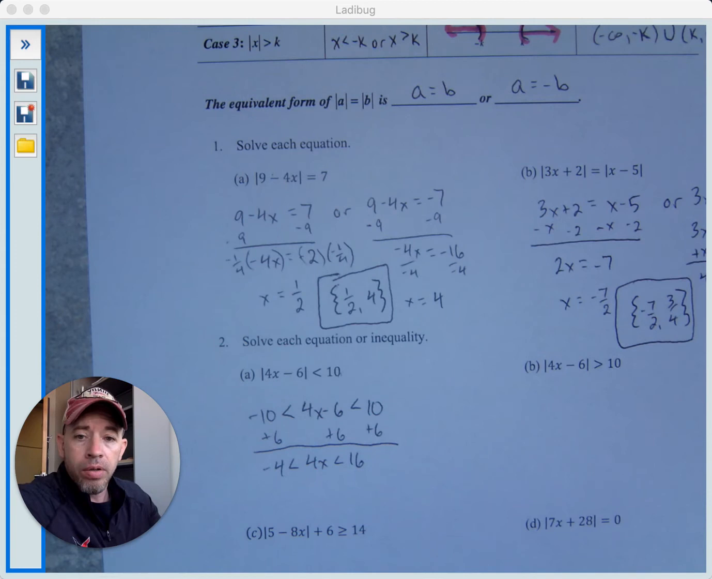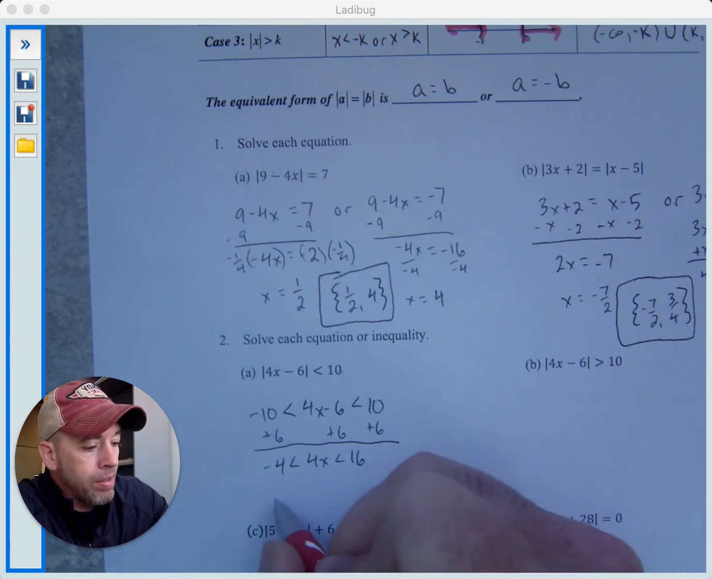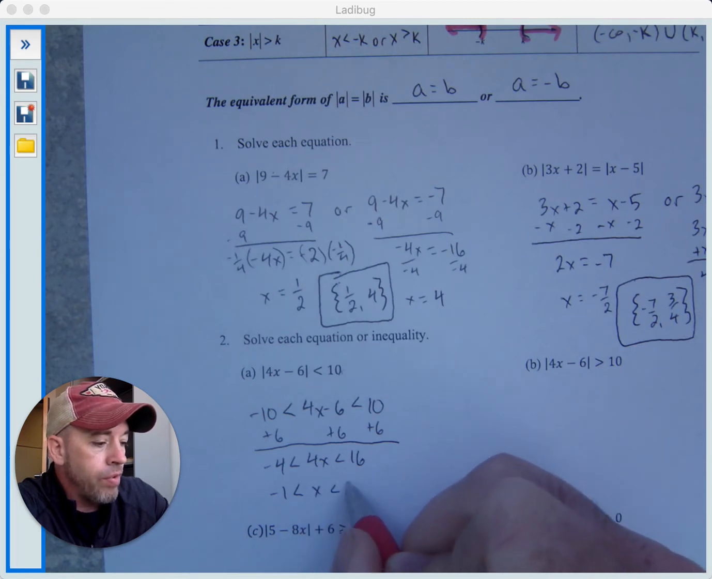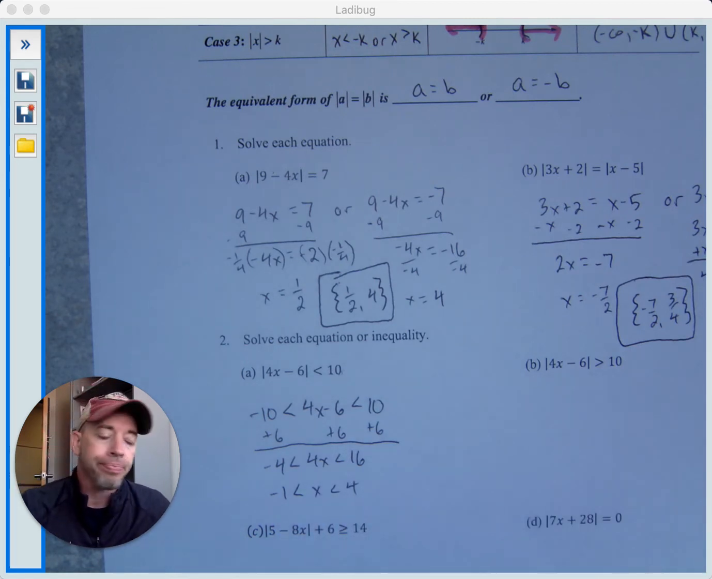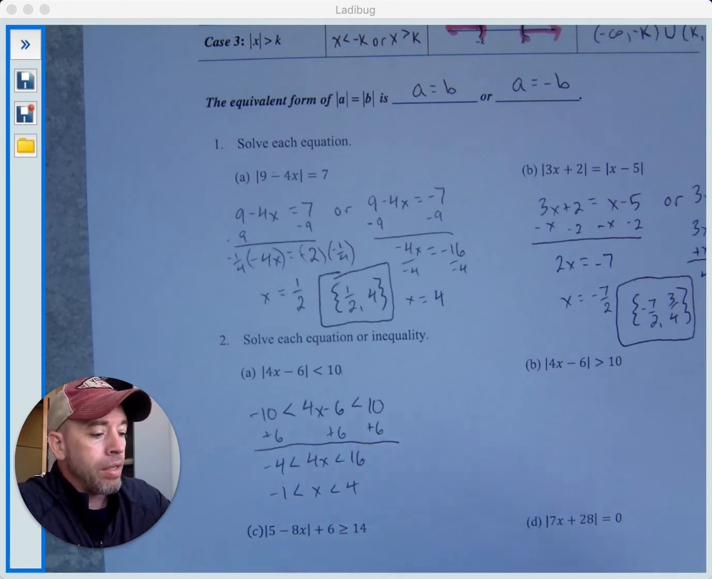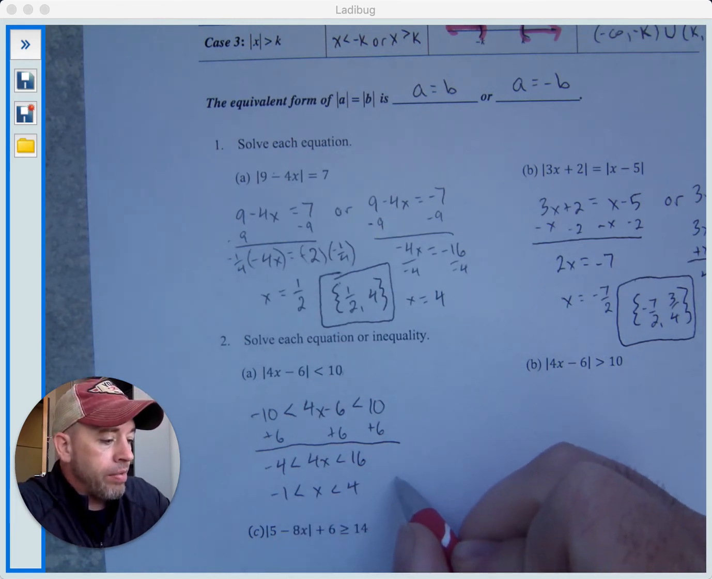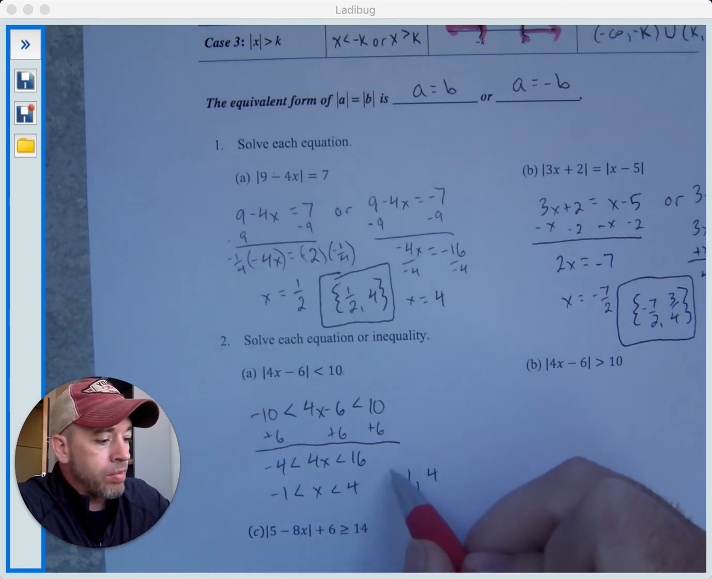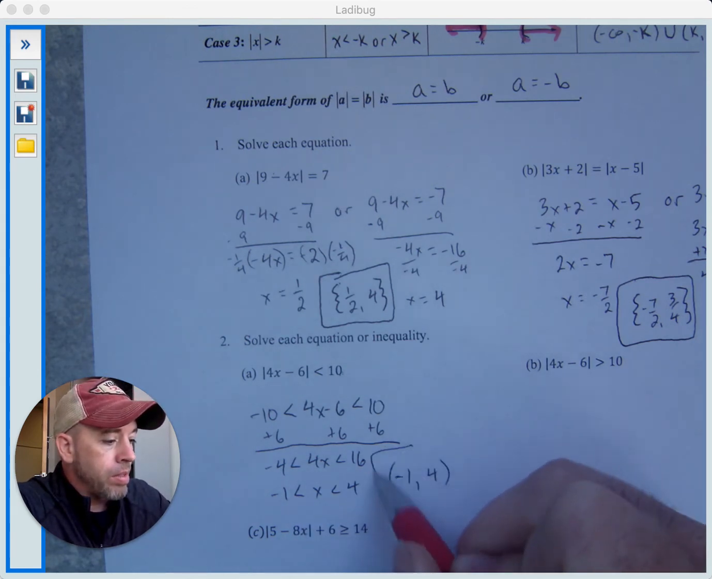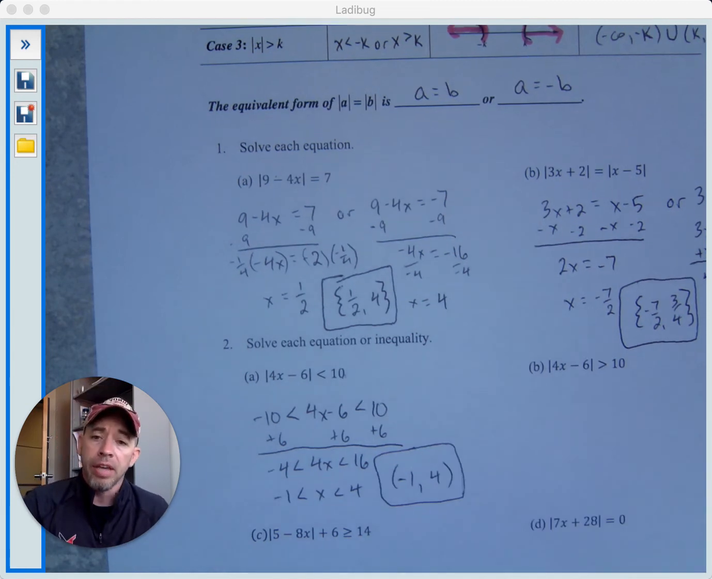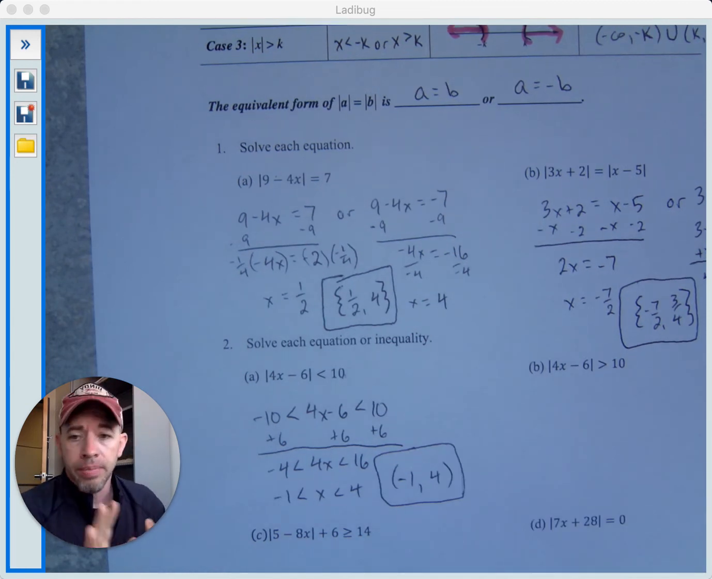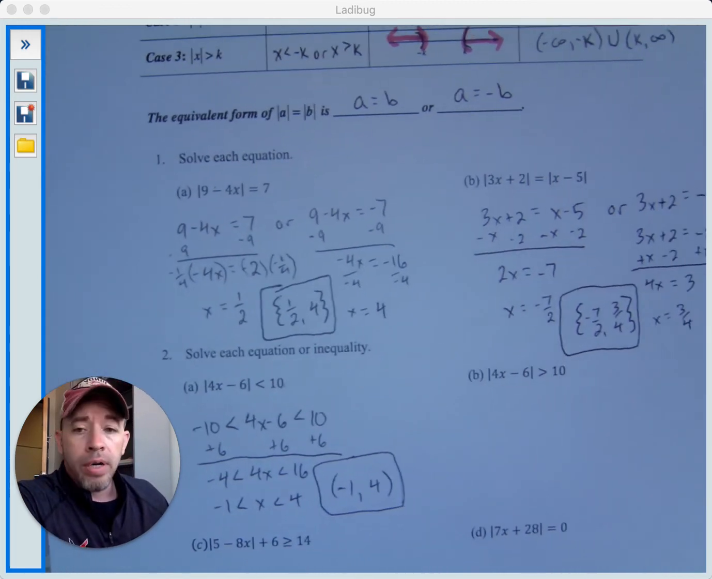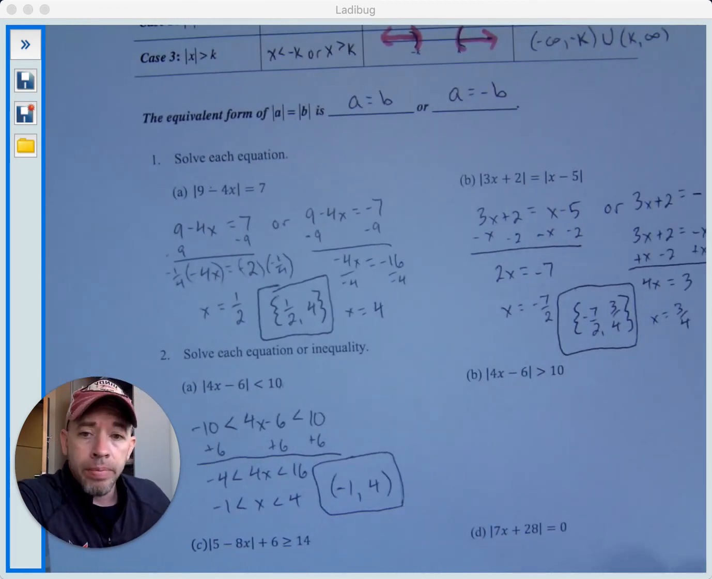I could divide all three parts by 4. That will give me -1 is less than x, which is less than 4, right? Just divide them all by 4. Interval notation. This is pretty easy to do now, right? We have -1, 4. Since we have less than signs in both places, we use parentheses. That would be our answer. And of course, you could graph that if you wanted to. We're not asked to here, so I'm not going to do that. I assume you probably already know how to do that. So if you are asked on my lab to graph this, it wouldn't be terribly hard, right?